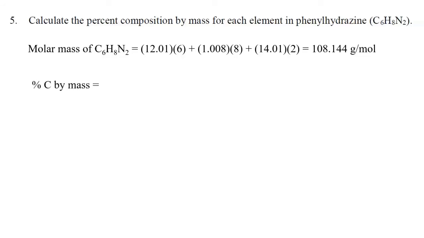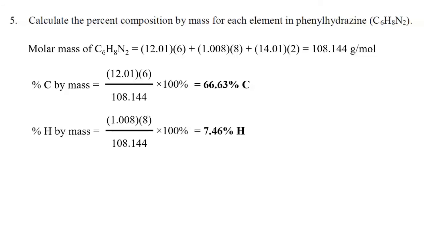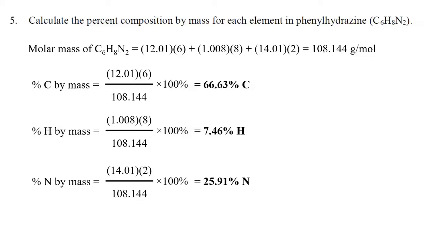The percentage of carbon by mass is the total mass of carbon in the compound, so 12.01 times 6, divided by the total mass of the compound itself, or the formula mass, times 100. That gives 66.63% carbon by mass. We do a similar calculation for hydrogen and for nitrogen. So the percentage of hydrogen by mass is 7.46%, and the percentage of nitrogen by mass is 25.91%.